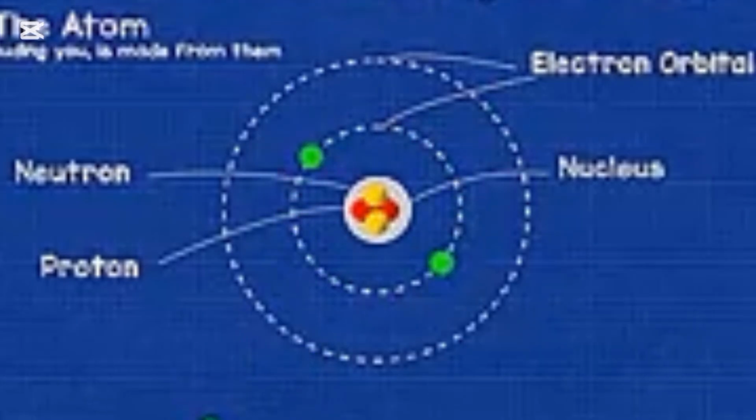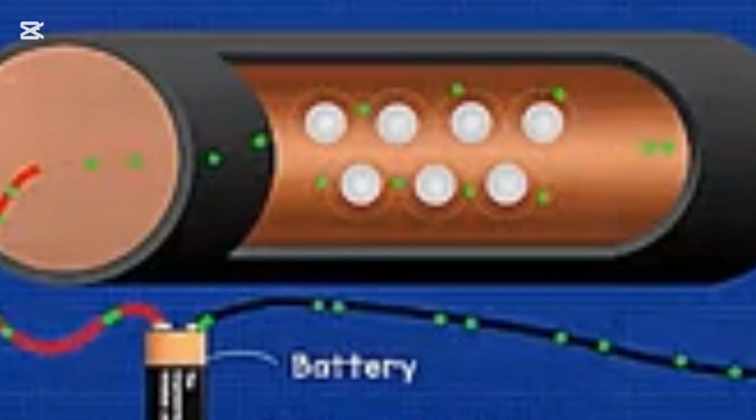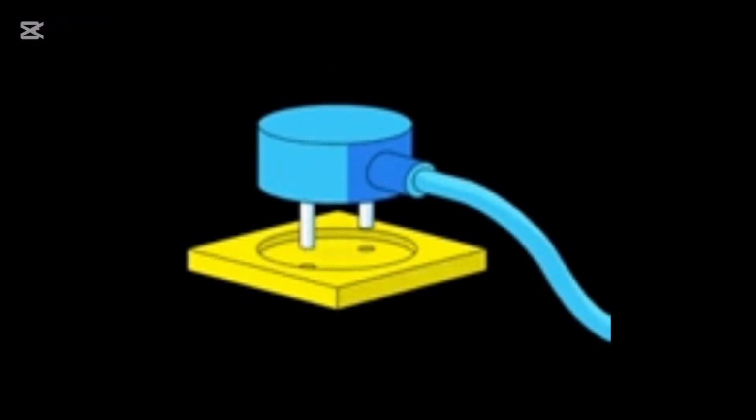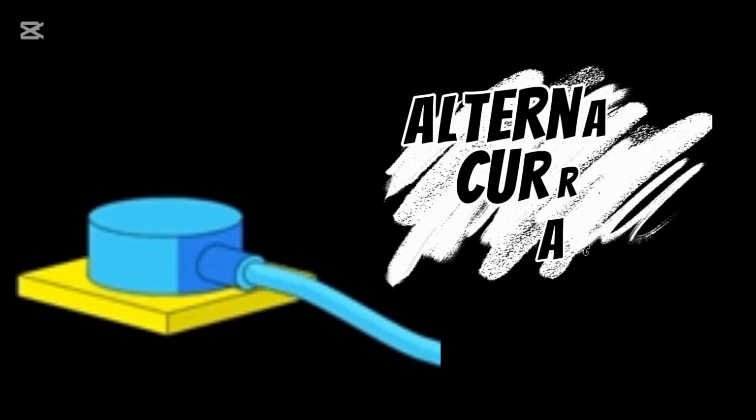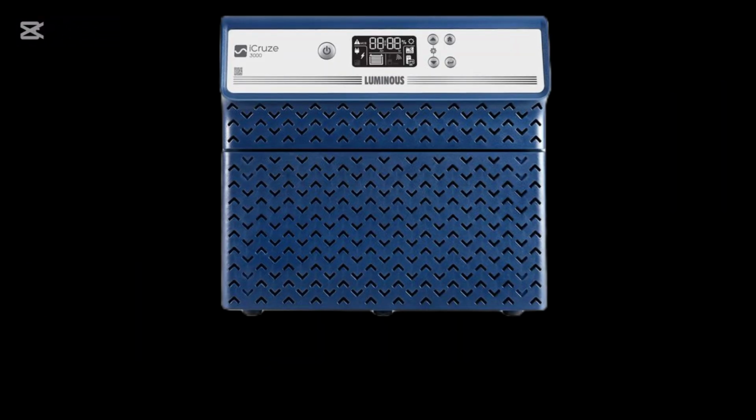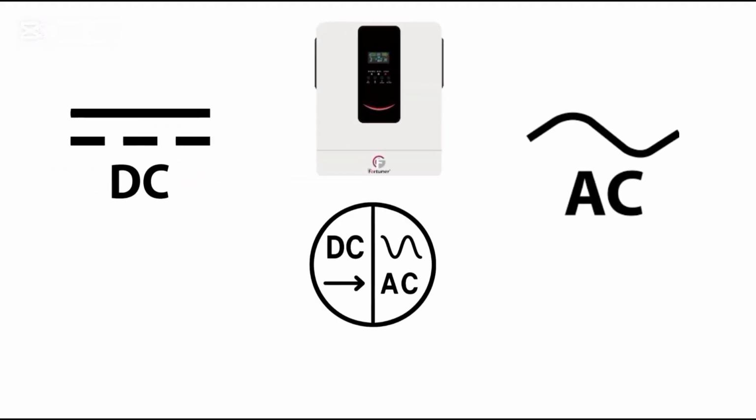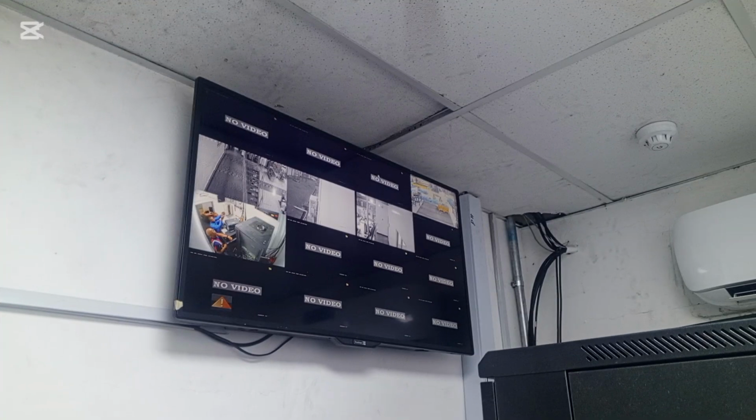You see, electricity is everywhere around us, but not all electricity is the same. The power in your battery is direct current, DC. The power in your wall socket is alternating current, AC. An inverter is the device that bridges this gap. It converts DC into AC so we can use our everyday appliances.